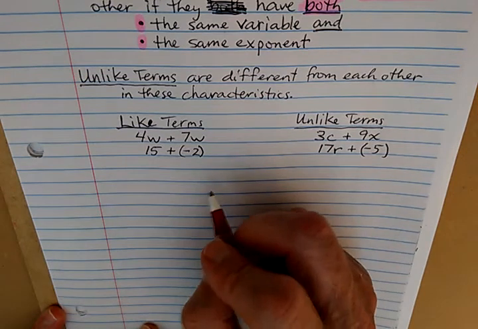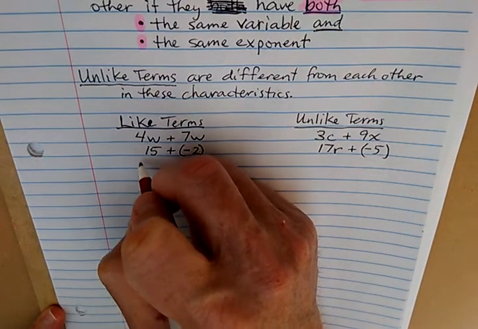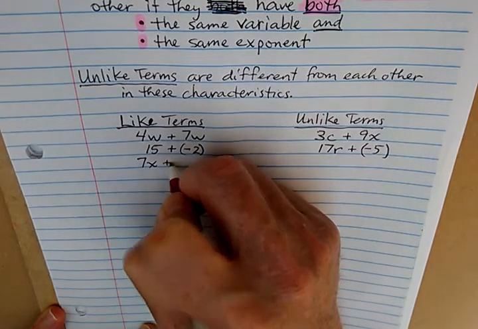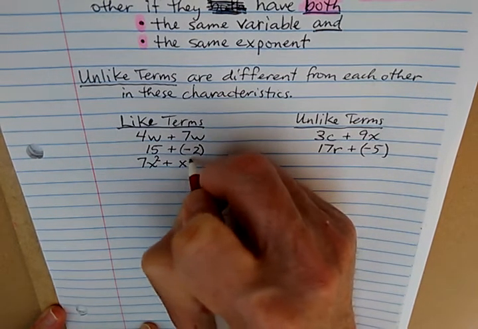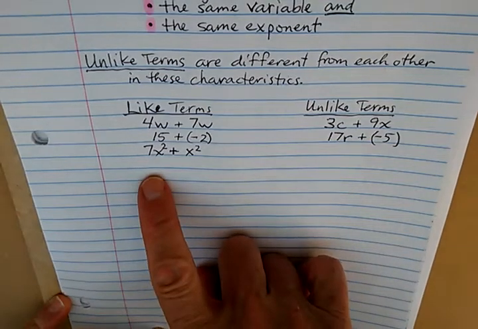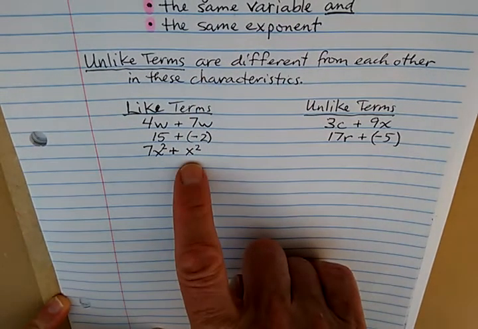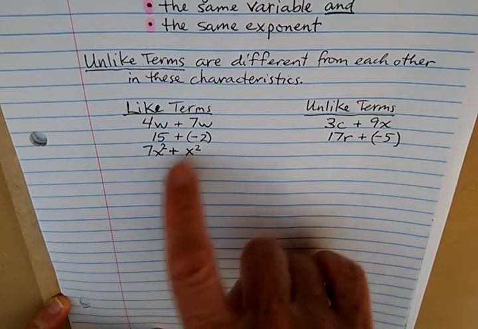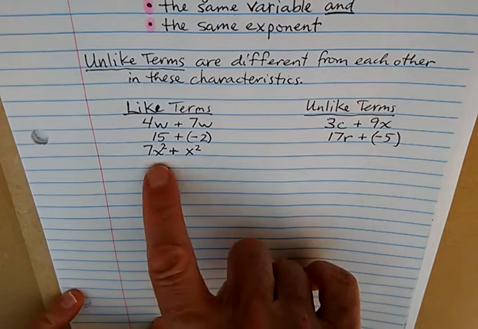Let me give you one more example. If I've got 7x plus 7x to the second power plus x to the second power. These are considered to be like terms because we've got the same variable. They both have the x and the same exponent. They both have a little 2 exponent on them. So because they have both the same variable and the same exponent, we can say these are like terms.